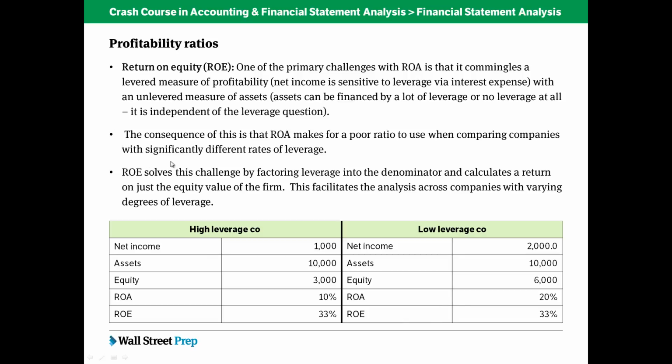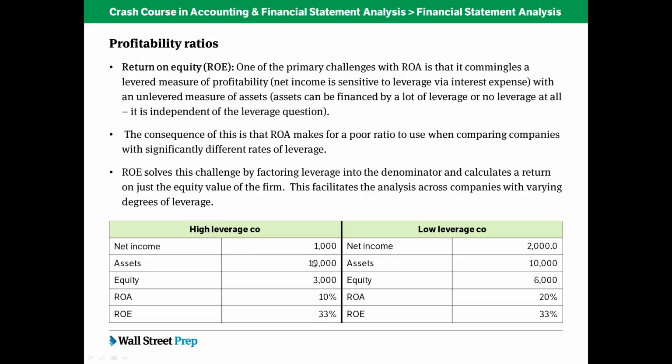ROE solves the challenge by factoring leverage into the denominator and calculates a return on just the equity value of the firm. And that facilitates analysis across companies with varying degrees of leverage. And so the return on equity here is identical for both companies, which suggests that if you're an equity investor and you're trying to understand what the return will be to you, return on assets won't really shed light on that, but return on equity will.